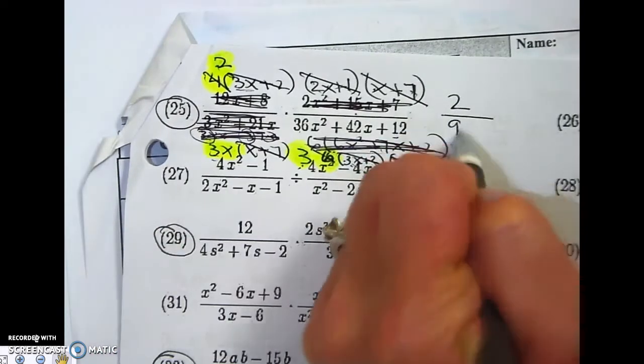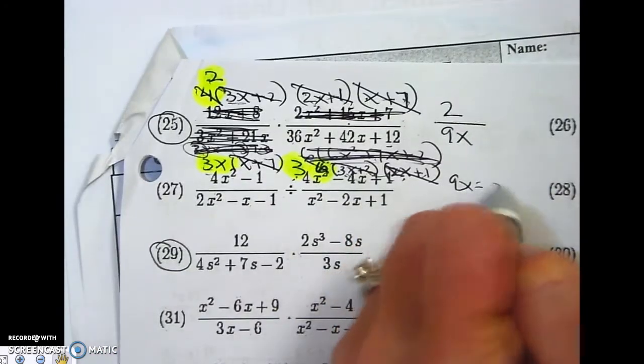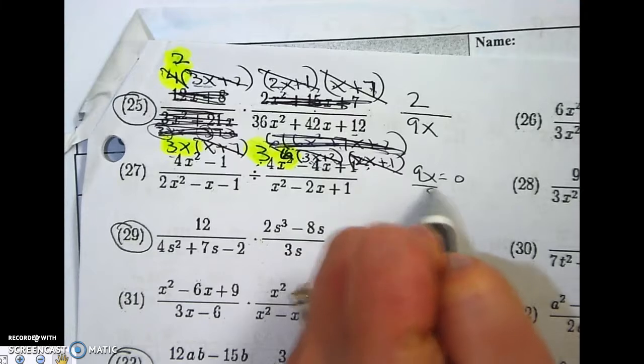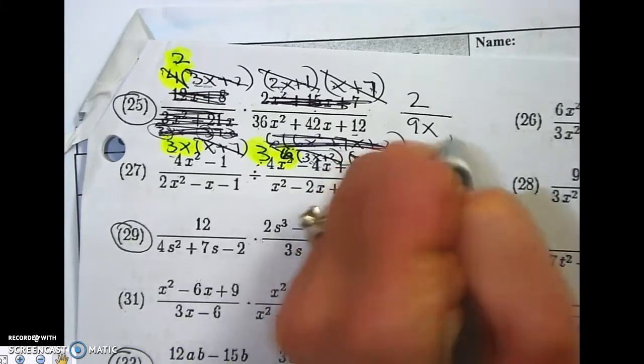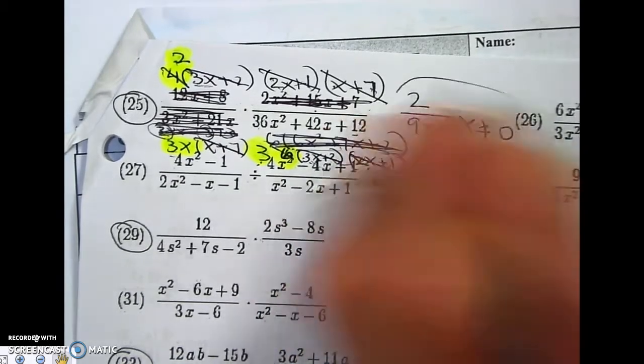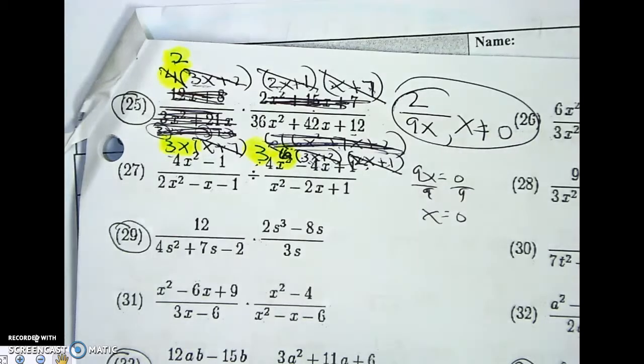3x times 3 is 9x. Now I have to set the 9x equal to 0 to figure out my restriction. Comma, x cannot equal 0. And now I'm good to go.